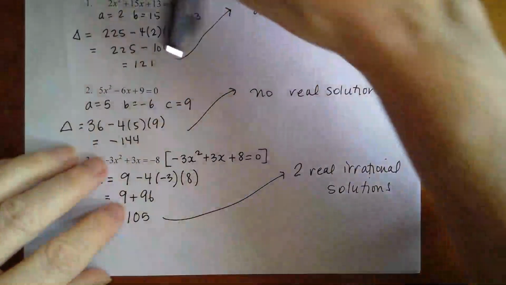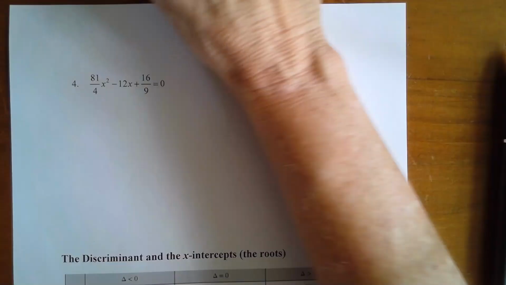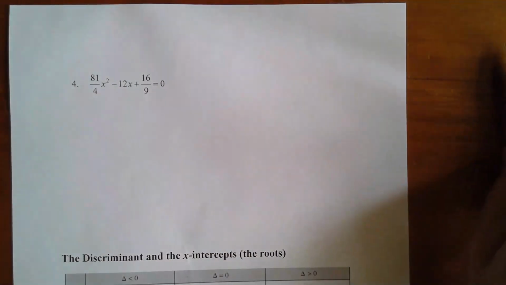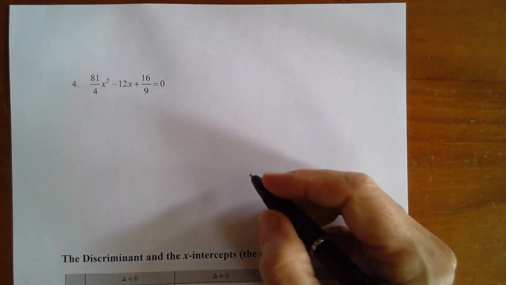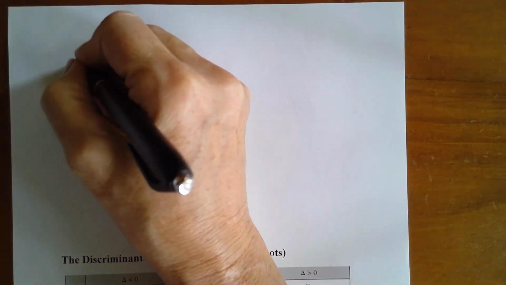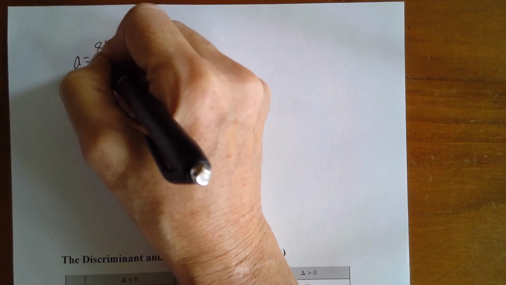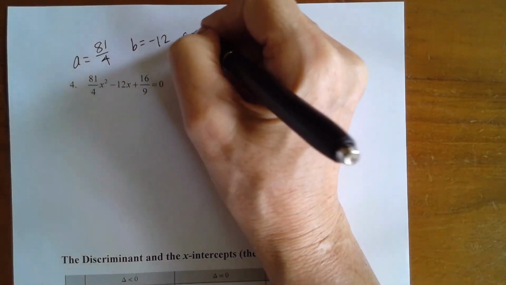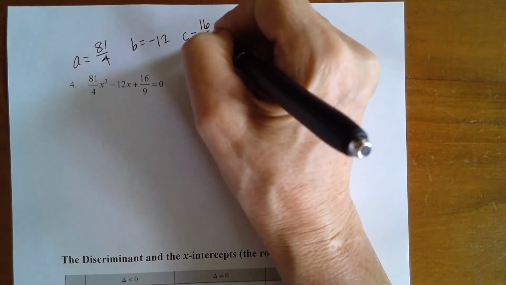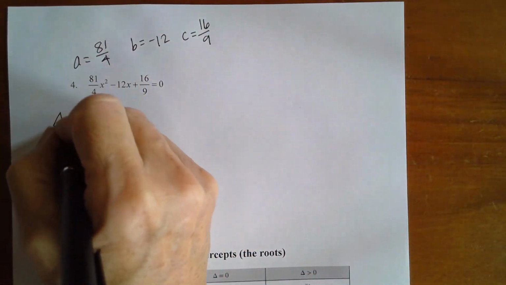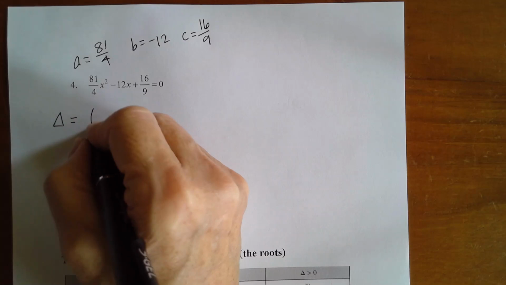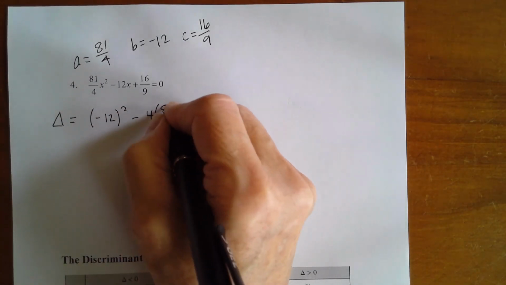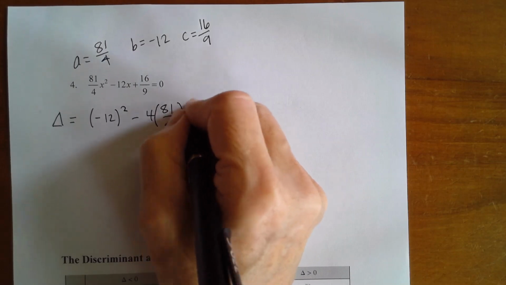Okay, great. I'm going to pause for a minute. Okay, I'm on this problem here. It's got fractions in it. I don't want that to freak you out. The a is 81 over 4, I'm going to use my calculator in a minute, the b is negative 12, and the c is 16 over 9. So I'm going to go delta equals b squared minus 4 times a times c.